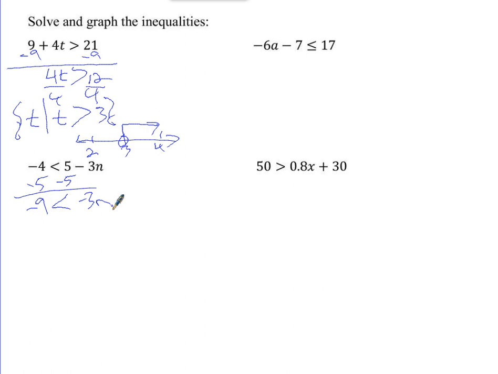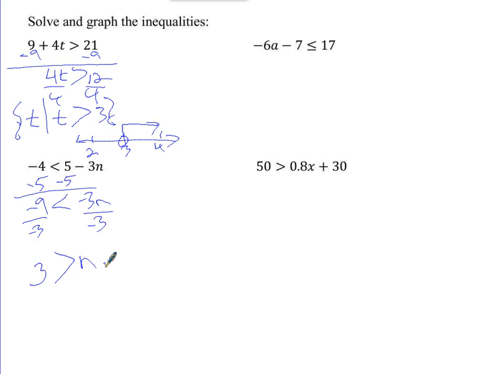Divide both sides by negative 3 to get n by itself. And that gives us what on the left? Positive 3. What on the right? Just n. And my inequality is less than right now. Do we have to switch this one? Yeah, we have to flip it because we divided by negative 3. Anytime you multiply or divide by a negative number, you have to flip the inequality. So it's now greater than.